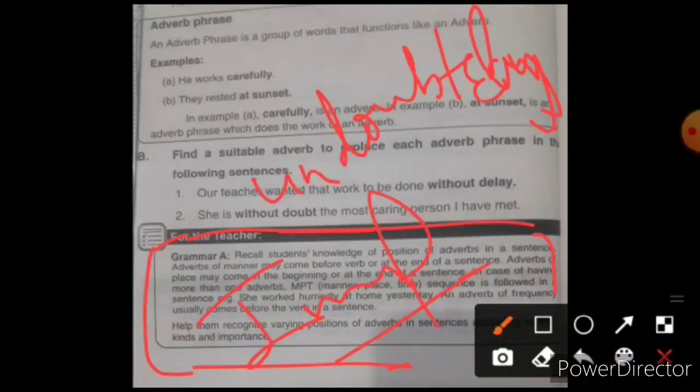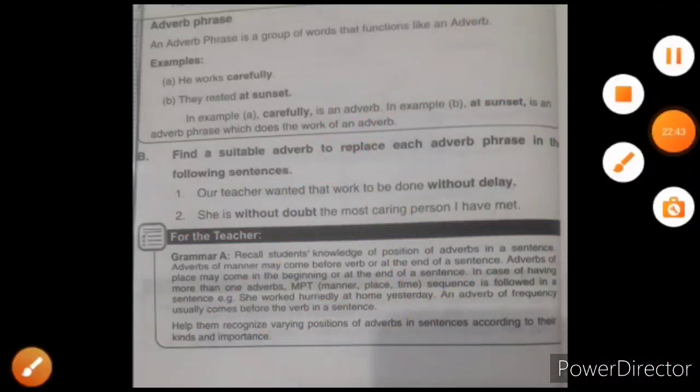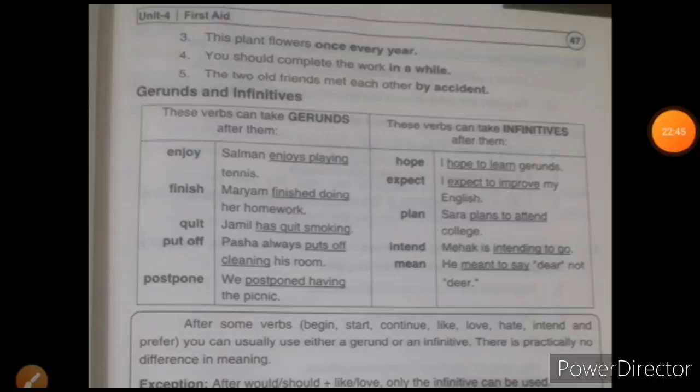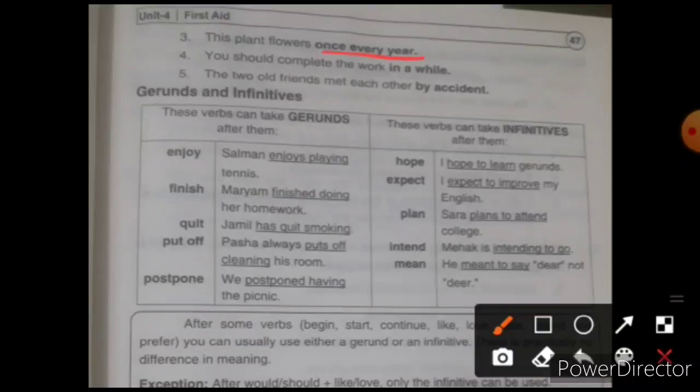Okay, now here we go with the next thing, and this is the plants. This plant flowers once a year. Now when you change it into a simple adverb, once a year becomes yearly, or you can write annually. Both are correct. Okay, annually or yearly, single ek word.